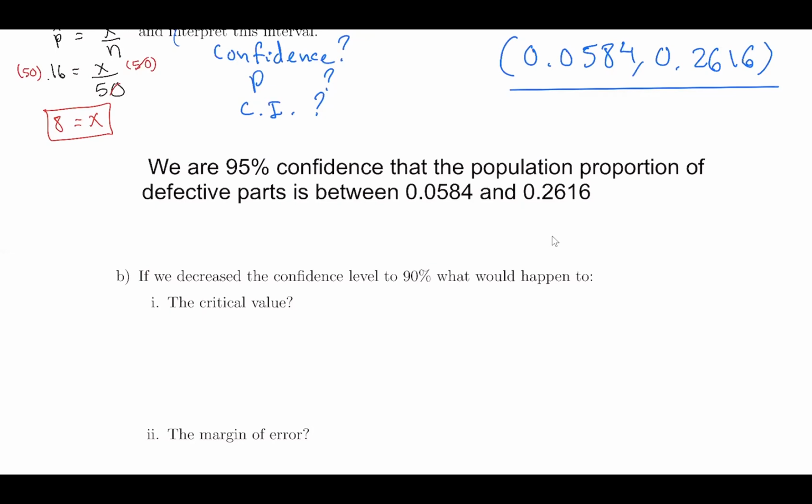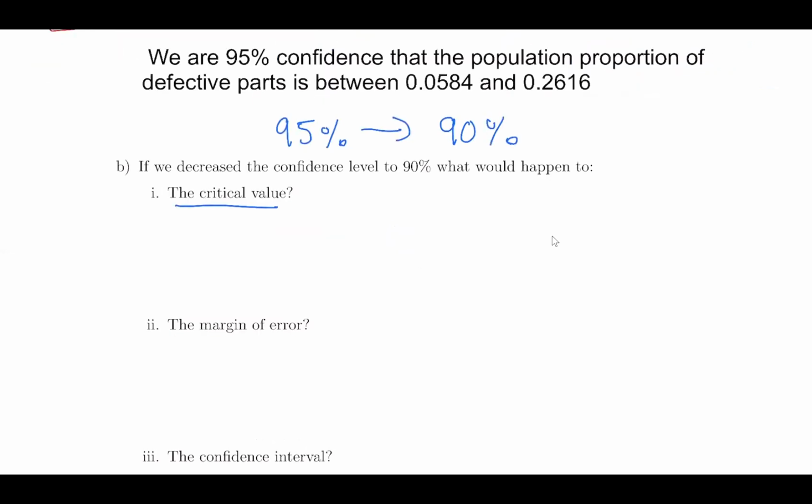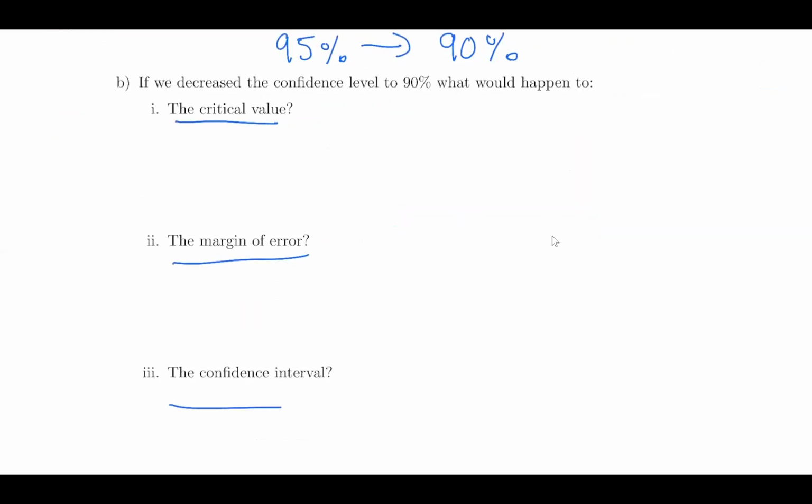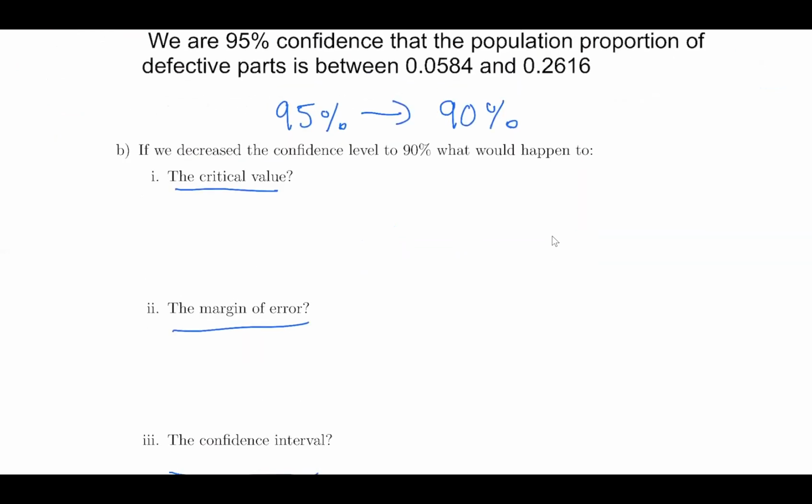So if you remember, our confidence level was 95%. And we're saying, what would happen if I decrease it to 90%? What will happen to the critical value? What's going to happen to the margin of error? What's going to happen to the confidence interval? So what's going to happen to the critical value? All right. Well, Brianna already said it. She said it's going to go down. Cool. Yeah, that's correct.